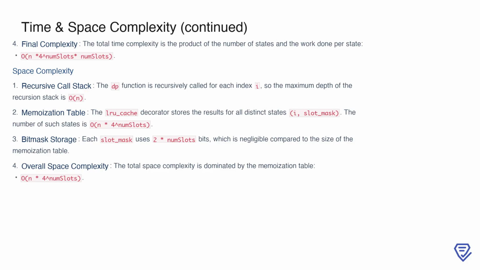Shifting focus to space complexity, the recursive nature of the dp function means the call stack can grow to a maximum depth of n, corresponding to the number of elements in nums. Additionally, the memoization table, enabled by row_cache, stores results for all distinct states (i, slot_mask), which are n * 4^num_slots in number. The bit mask itself uses 2 * num_slots bits, but this is negligible compared to the size of the memoization table. Consequently, the overall space complexity is dominated by the memoization table, resulting in n * 4^num_slots.